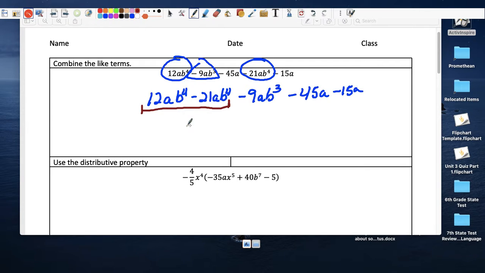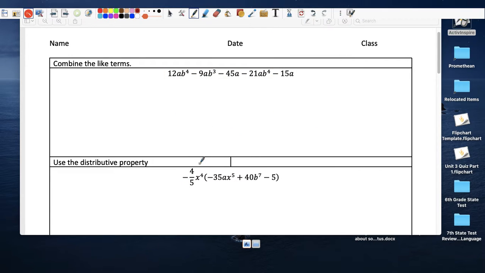And that says 12 minus 21. So I know it's going to be, remember, we don't do anything with the variables. We just add or subtract the coefficients. And that's going to give me negative 9ab cubed, which has no like terms. And then these two, I can combine. So it's going to be something a, and negative 45 minus 15 is negative 60. And that's it.